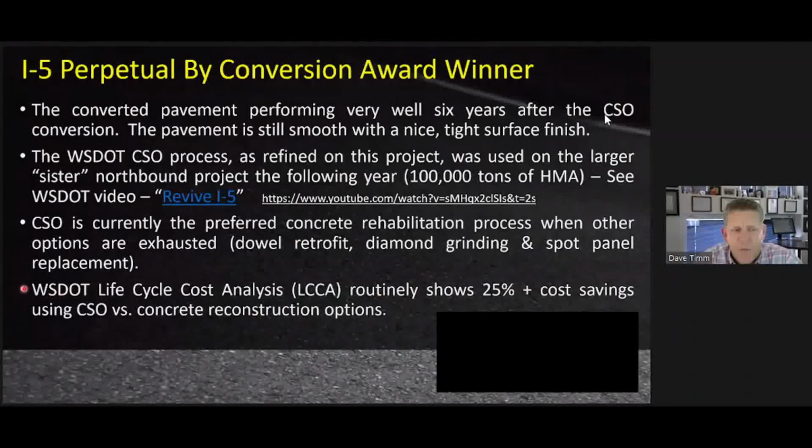But I do want to point out down here that when Washington State does their LCCA on these types of projects, they show more than 25% cost savings when they do a crack and seat and overlay instead of reconstruction. And again, this is much more sustainable because you're using all those materials that are already in place. You're just rubblizing, or cracking and seating it, or whatever you're doing, and then you're leaving it in place. You're not hauling it away. You're not having to do anything other than just change its properties as it sits there in the existing roadway.